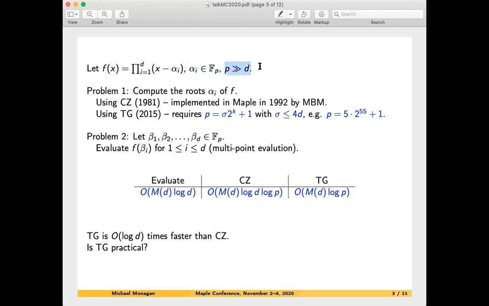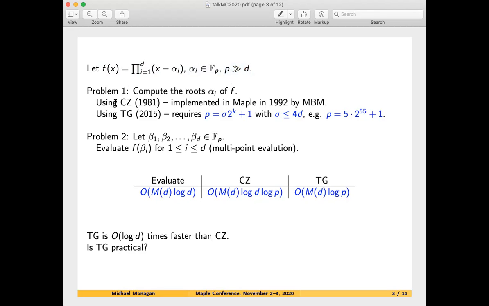And I'm going to assume that the prime is much bigger than the degree of the polynomial, because otherwise, if the prime is the size of the polynomial, all you need to do is to try all possible values for the field. You can try x equals 0, x equals 1 to see if it's a root, x equals 2, x equals 3, and so on up to p minus 1. So you could find the roots by exhaustive evaluation. So the problem is to compute the roots of the polynomial.